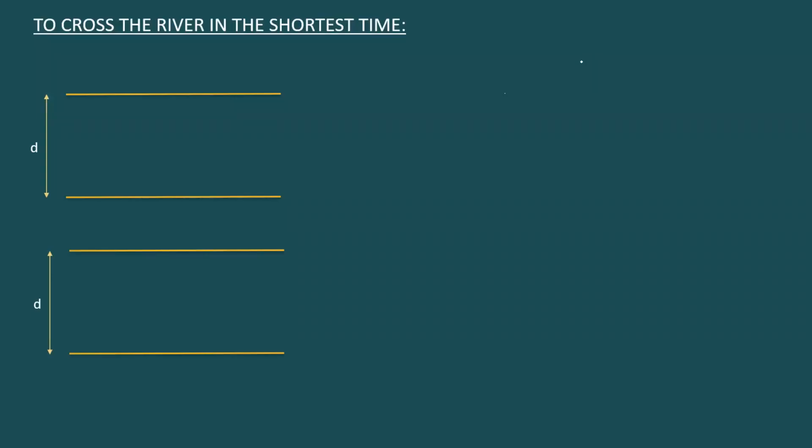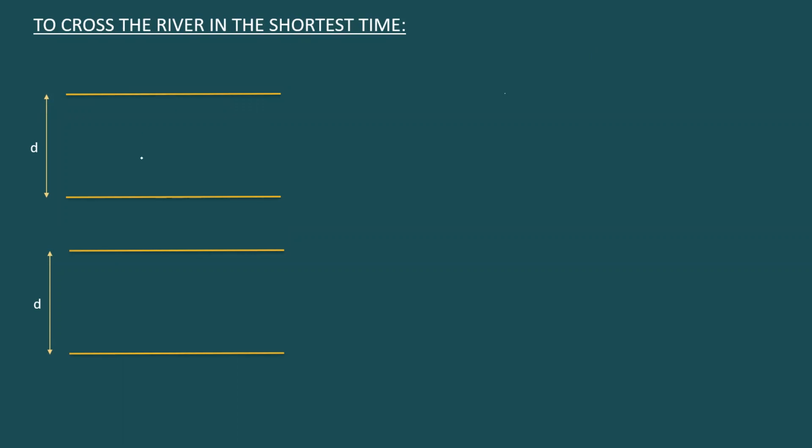Here we have a second situation where the man has to cross the river in the shortest time. So how does he have to row his boat, or how does he have to make his strokes, so that he can cross the river in the shortest time? I don't know the situation.